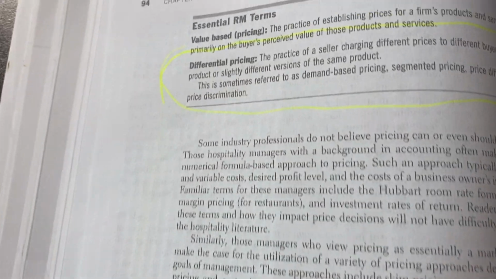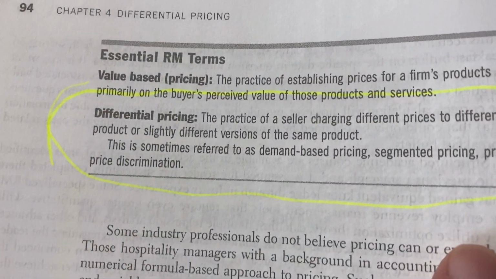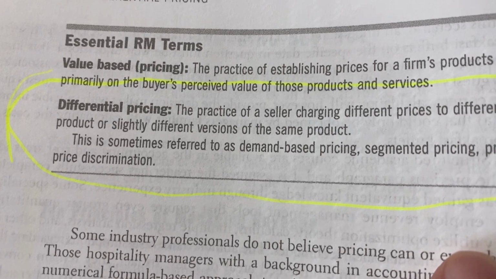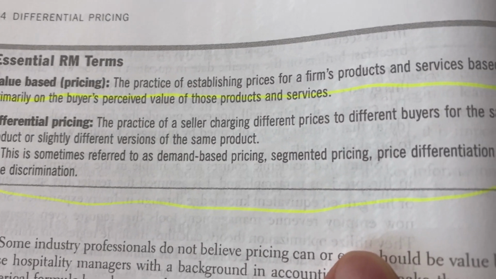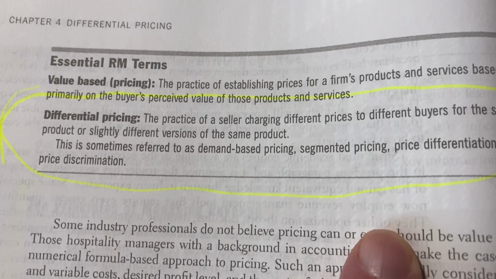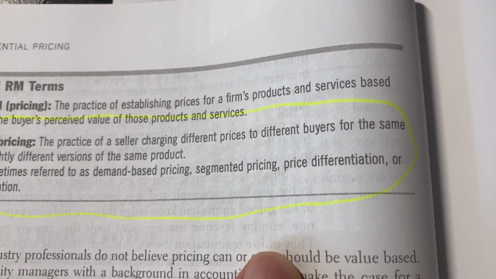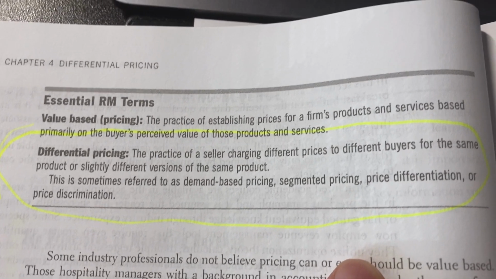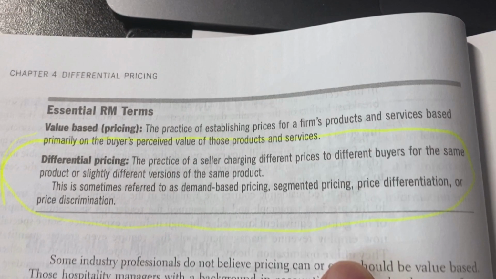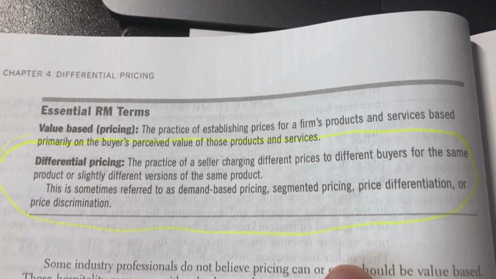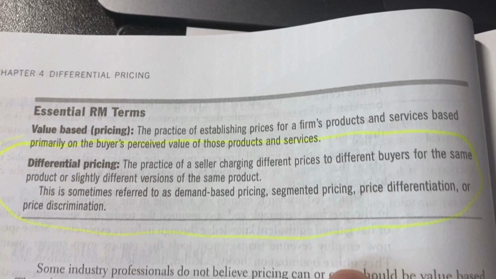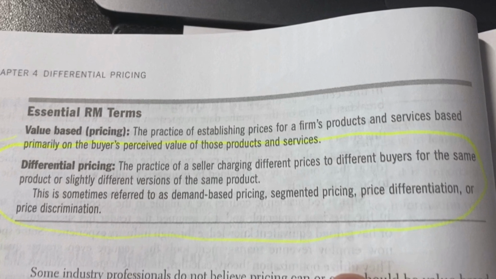According to the text, and this is a very good definition, differential pricing is the practice of a seller charging different prices to different buyers for the same product or a slightly different version of the same product. And it's sometimes referred to as demand-based pricing, segmented pricing, price differentiation, or price discrimination. But we'll stick with differential pricing.